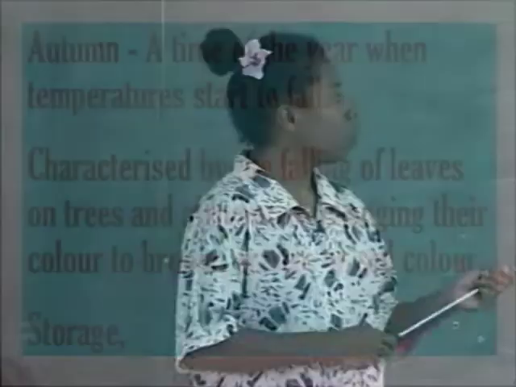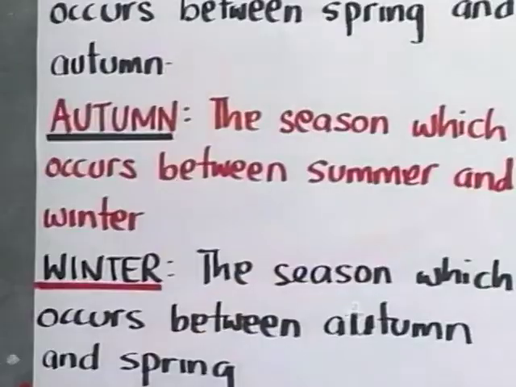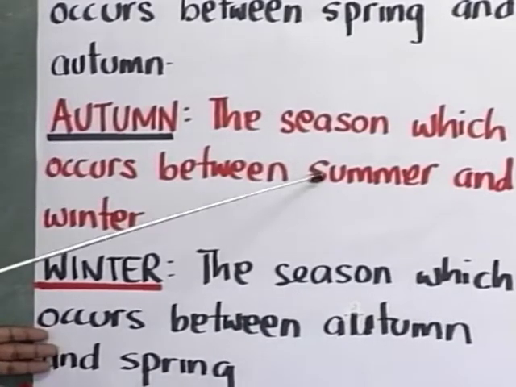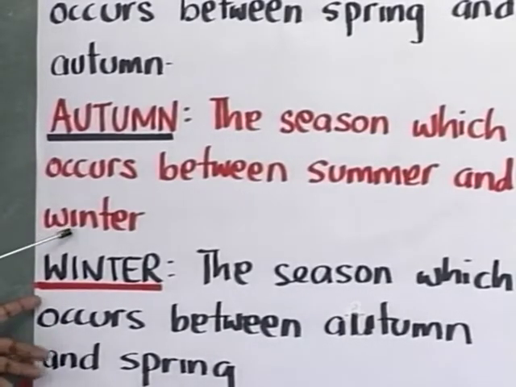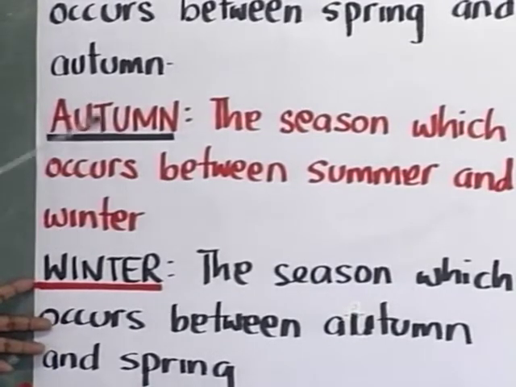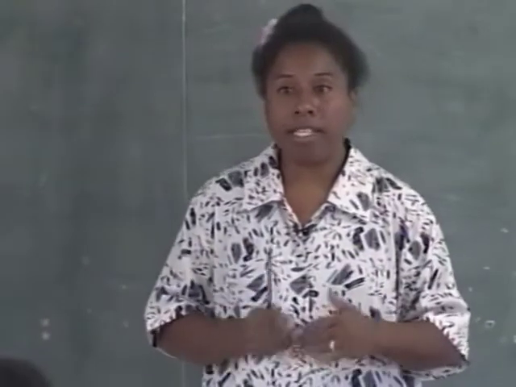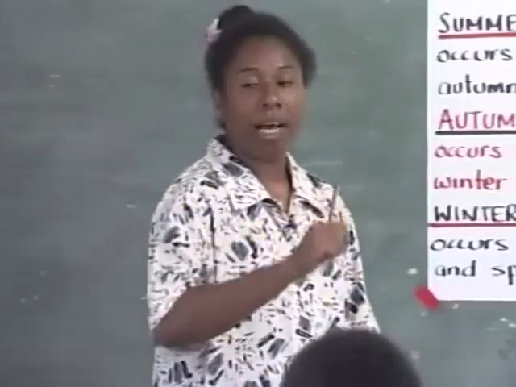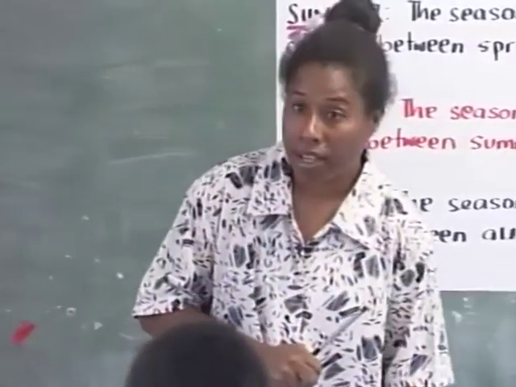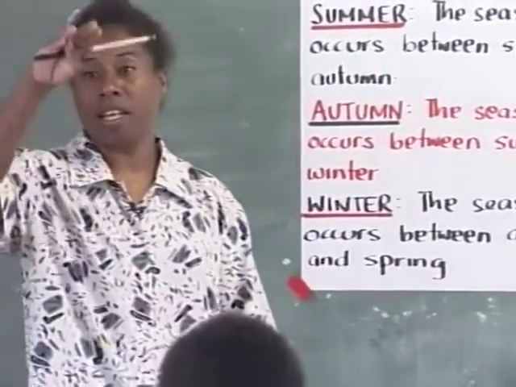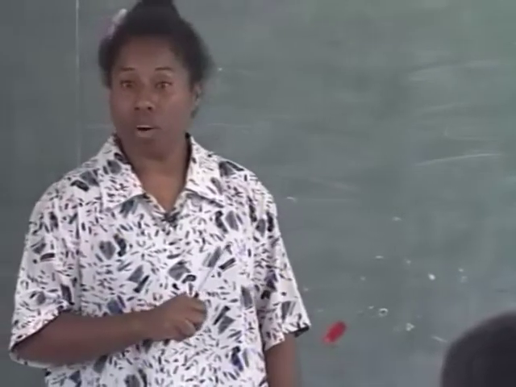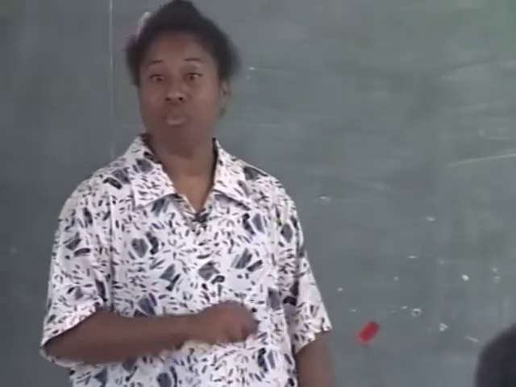Okay, then we moved on. We looked at autumn, which is the next season. Autumn is the season which occurs between summer and winter. So between summer and winter is the season autumn. If spring is the time of the year when temperatures start to rise, because after spring will come the season summer, so the temperatures start to rise and we come to summer. Then after summer comes the season autumn, and that's when the temperatures start to fall.